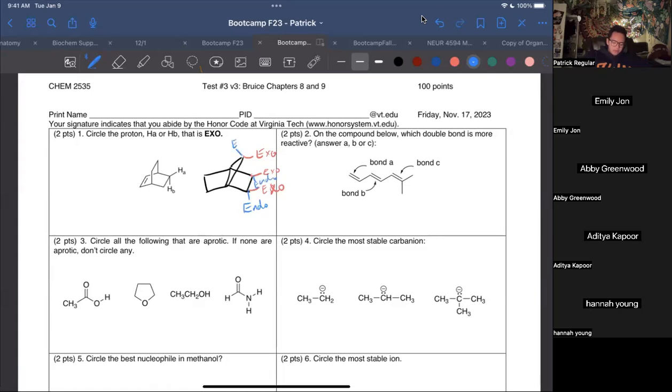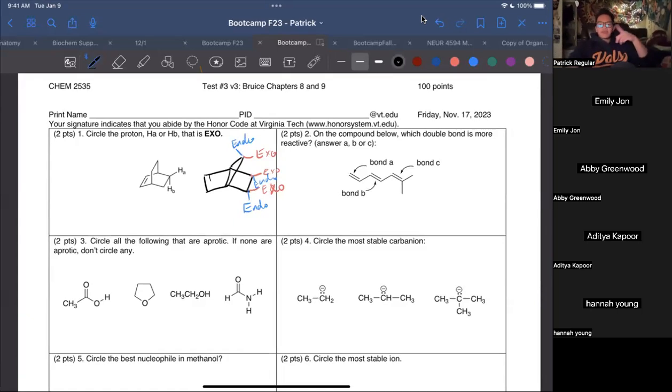Endo. There you go. You've got to memorize that. What's exo and what's endo? If it's facing away from the double bond, it's exo. If it's facing towards the double bond, it's endo. Easy as that. Which of the following is exo? If you had memorized this, like I showed you in the review session, this would have been an easy point.